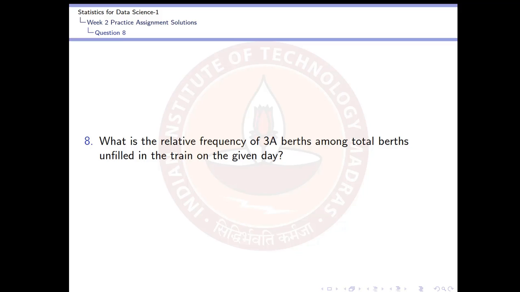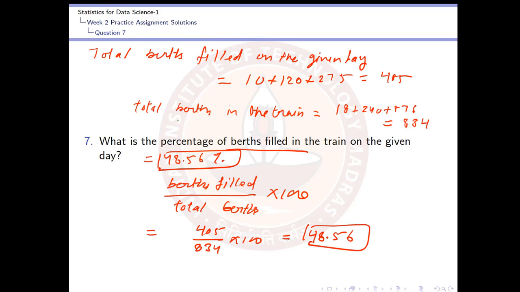Eighth question. What is the relative frequency of 3A berths among total berths unfilled in the train on a given day? So for relative frequency, we know that relative frequency is counts of observation upon total counts. So let's calculate total unfilled berths and total unfilled 3A berths in the train. So we know that total berths in the train were 834, and on the given date the berths that were filled are 405. So total unfilled berths will be 834 minus 405.